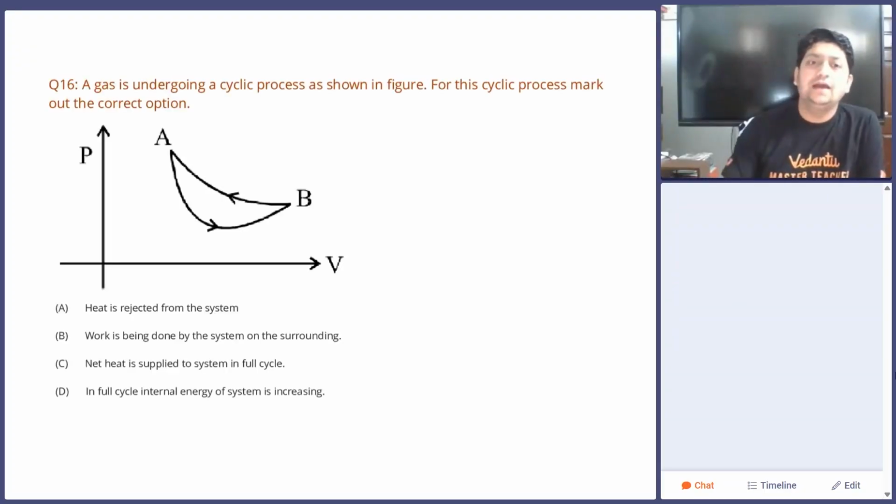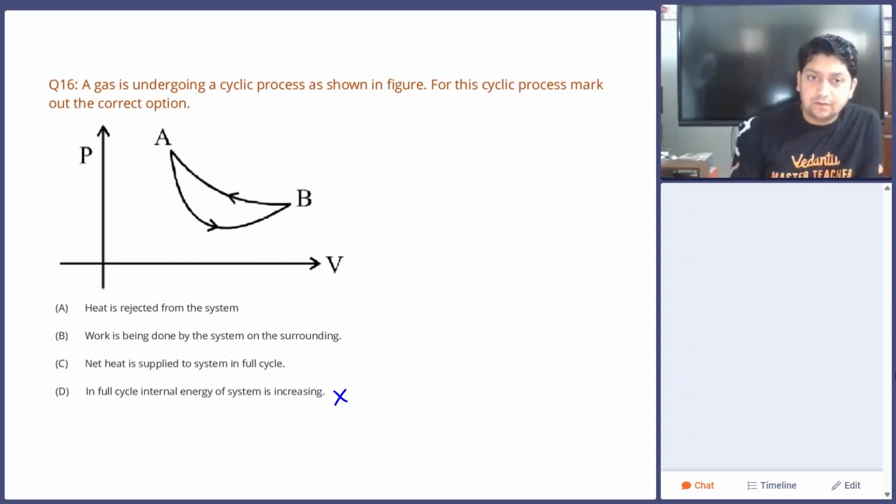Next question. A gas is undergoing a cyclic process as shown in the figure. For this cyclic process, mark out the correct options. Heat is rejected from the system. Work is being done by the system on the surroundings. Net heat is supplied to system in full cycle. In full cycle, internal energy of the system is increasing. See, it is a cyclic process. Internal energy cannot increase, right?